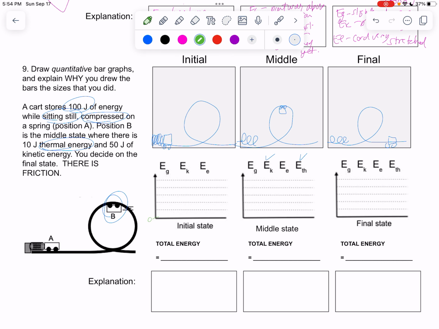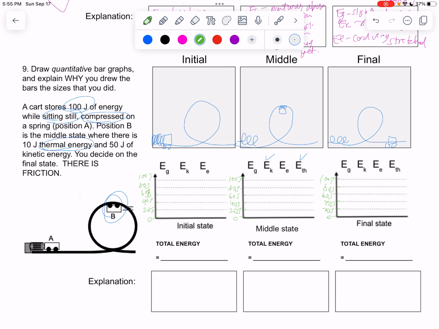Let me go ahead and label this by 20s. 20, 40, 60, 80, 100. 0, 20, 40, 60, 80, 100. And yes, you have to label every graph. I know it's annoying. 80, 100. All right, so let's see what we've got.